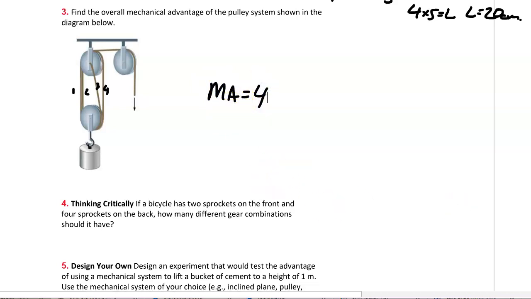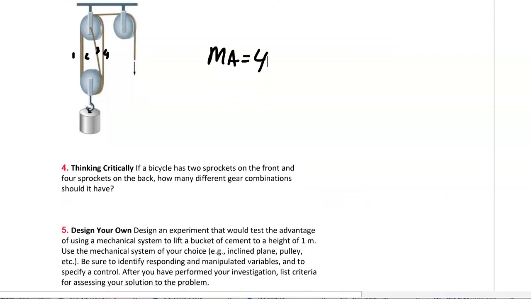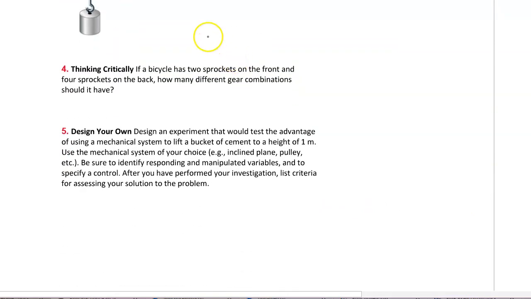Question number 4 says if 2 sprockets, combination of gears, well, you will have two gear systems in front, 4 gear systems in the back, and this smaller one can combine with any of these 4, and this larger one can combine with any of these 4. So that would be a total of 8 possible gears.